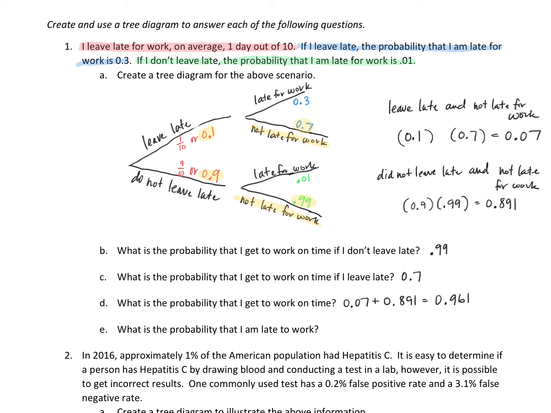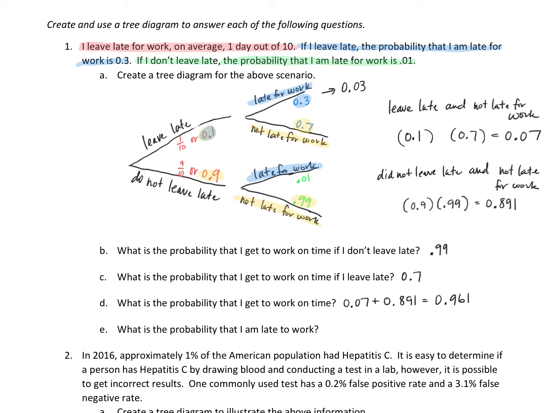Part E, what's the probability that I am late to work? So now we're looking at the other end of the branch. We're looking for late for work. So this is a late for work, and this is a late for work. So I can be late for work if I leave late. So leaving late and being late for work would give me 0.1 times 0.3. So 0.1 times 0.3 is 0.03.